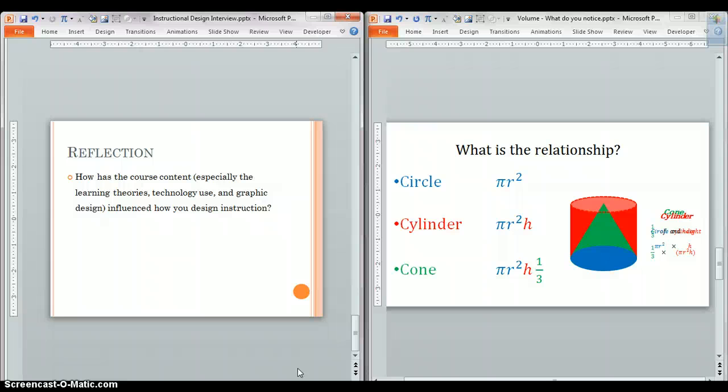But I really enjoyed doing this lesson. I really enjoyed doing the animation. That was the first time I had done something like this, and I had the idea in my mind, but I wasn't exactly sure how I was going to make it come to life, and I was really excited with that final product.